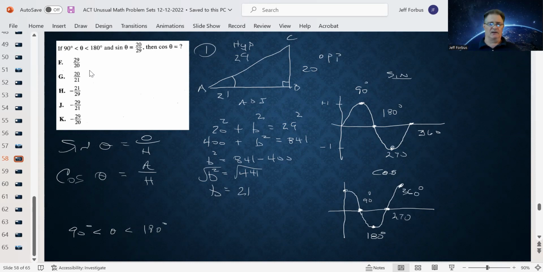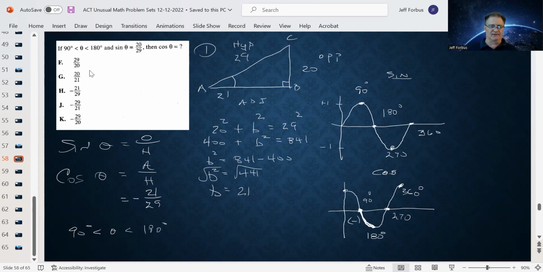Now remember, we're being told that the portion of the cosine that we're interested in is between 90 and 180 degrees. So look at your cosine graph. The portion between 90 and 180 degrees is right here that I'm coloring over. And notice that's negative because it's in the negative quadrant. So therefore, our answer is going to be 21 over 29, and it has to have a negative sign with it.